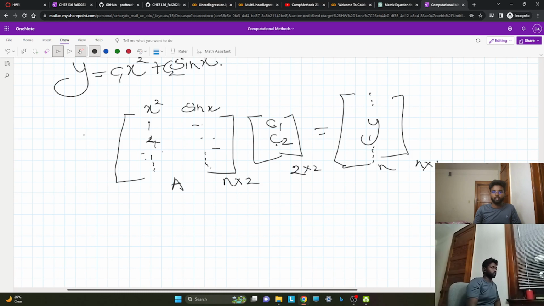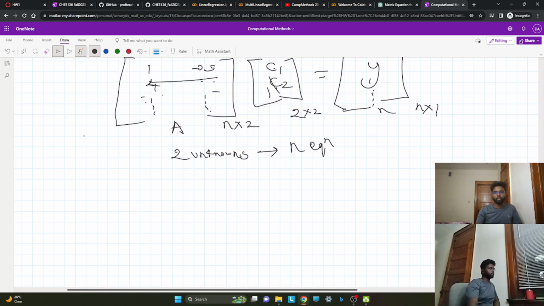Okay, to solve this, I'll tell you an interesting thing. If you do the matrix multiplication here, x square, 1 into 0.5, c1 plus 0.5 c2 is equal to some value y1. So here you can see there are two unknowns, but we'll get n equations. This is the first equation, then the second multiplication gives the second equation. For two unknowns we're getting n equations, but we need two equations only. So to solve it, we'll multiply this method only.